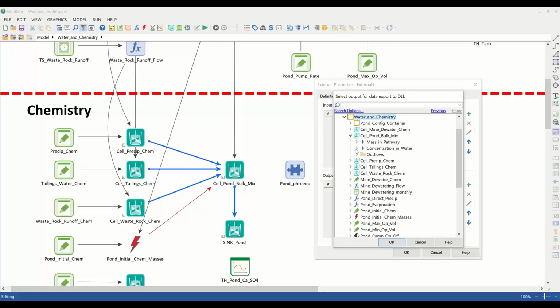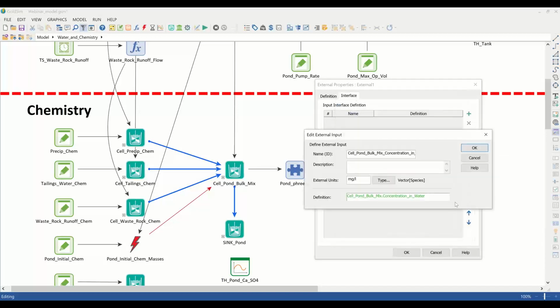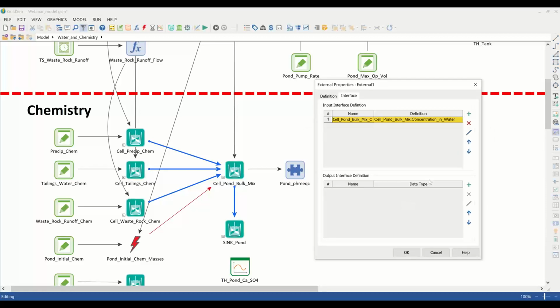So if I expand that, and I expand this, you can see this is the chemistry here. If I just pick here the concentration in water and say okay, you can see GoldSim will pick the entire vector of species, which will be contained with this name, with the name of the cell pathway, and then the name concentration in water appended to it. So I'll say okay. So that's the inputs. In other words, this is the data which is going out to Phreeqc.